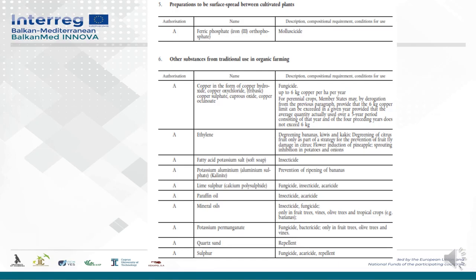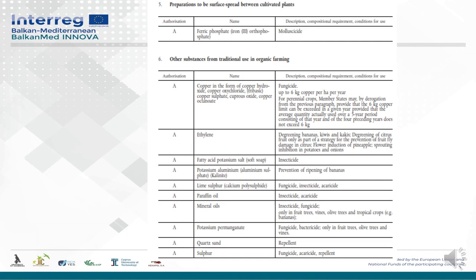Ethylene is used for degreening bananas, kiwis, and kakis. Degreening of citrus fruit only as part of a strategy for the prevention of fruit fly damage in citrus. Flower induction of pineapple, sprouting inhibition in potatoes and onions.